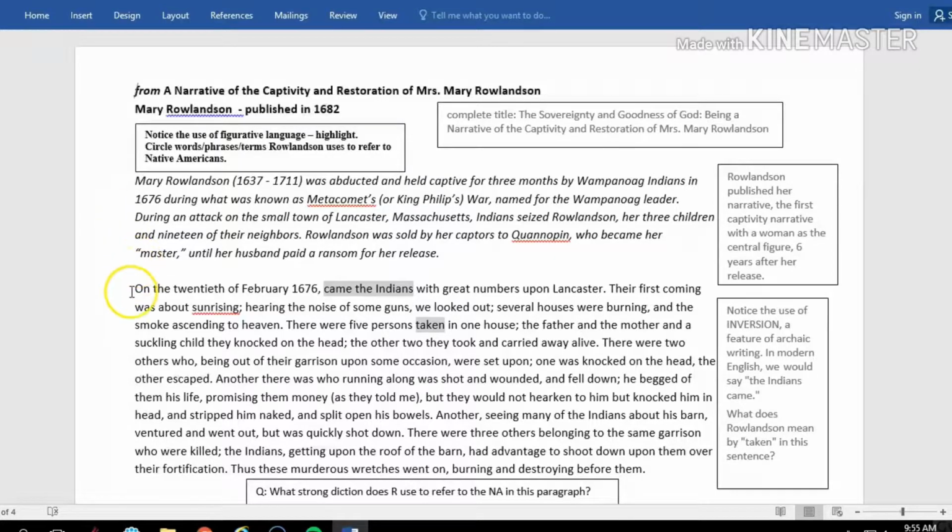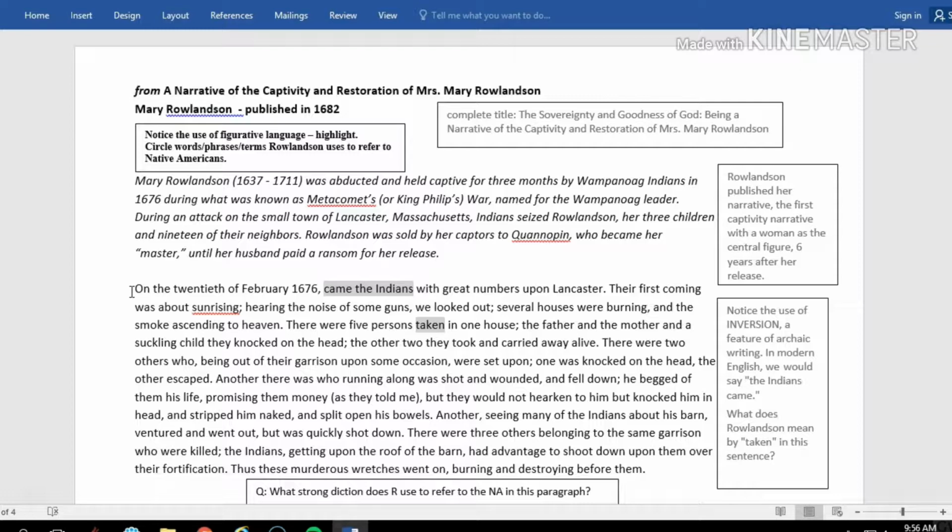On the 20th of February, 1676, came the Indians with great numbers upon Lancaster. Their first coming was about sunrising. Hearing the noise of some guns, we looked out. Several houses were burning, and the smoke ascending into heaven. There were 5 persons taken in one house. The father and the mother and a suckling child they knocked on the head. The other 2 they took and carried away alive.